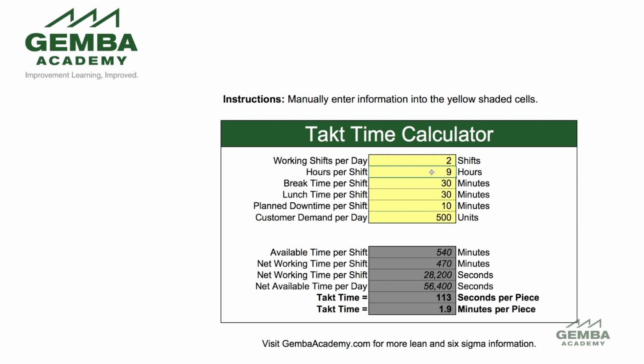Again, you can manipulate this however you'd like. Let's say they actually only work 8.5 hours, the break is 20 minutes, and their demand jumps up to 650 units. Now our takt time is automatically recalculated for us.